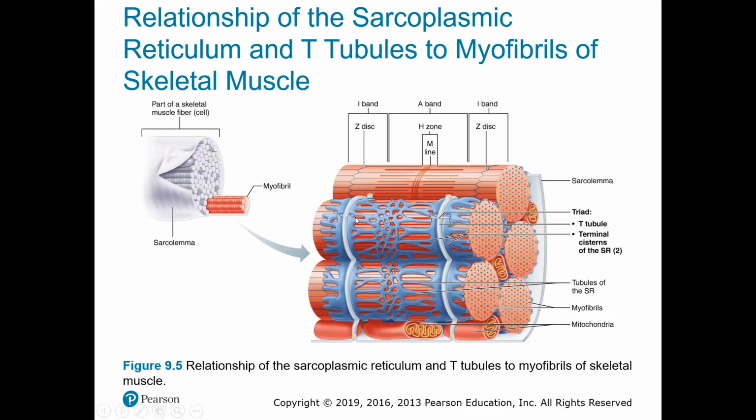And every sarcomere is going to have a T tubule at each end. And there's going to be a sarcoplasmic reticulum surrounding every sarcomere. And they're going to have a terminal cistern at each end, packed full of calcium. So every sarcomere is surrounded by the sarcoplasmic reticulum. The sarcoplasmic reticulum runs the length of the myofibril, which is running the length of the muscle. So this stuff is everywhere, packed full of calcium.